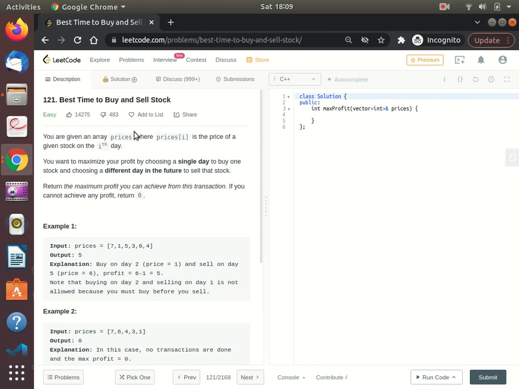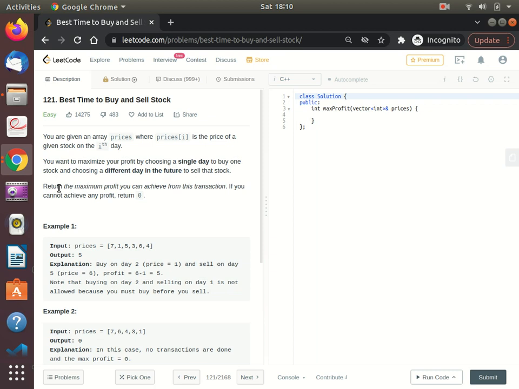So, you're given an array prices where prices[i] is the price of a given stock on the ith day. You want to maximize your profit by choosing a single day to buy one stock and choosing a different day in the future to sell that stock. So, we are choosing a single day to buy one stock and a different day to sell that stock.